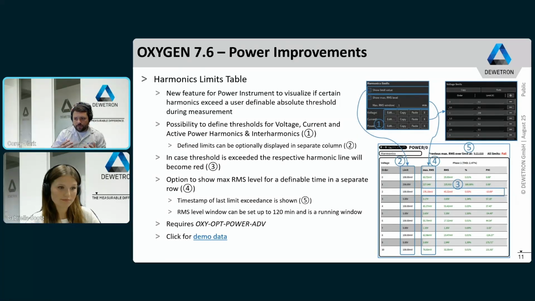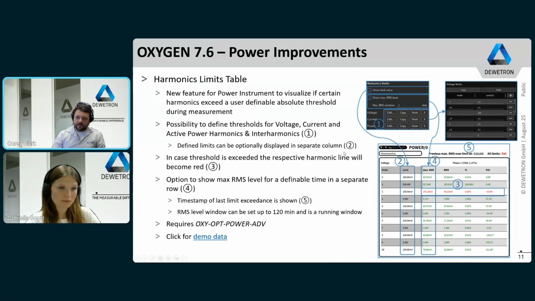And this maximum RMS over limit is given a timestamp, and it's displayed proudly in the display at the top. So you can see where number 5 is on the screen. It looks like a little hyperlink for your time, and you can click on that time value, and it will jump you to that specific moment in your data file. So when you're reviewing the data, it's pretty easy to find those points of interest using the harmonics limit table.